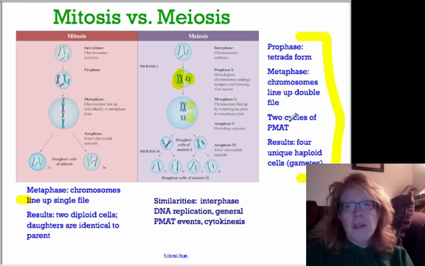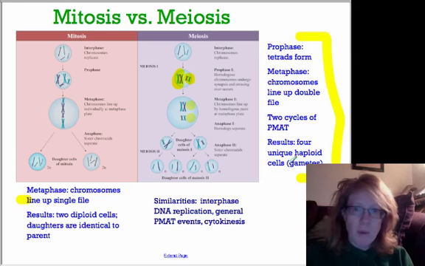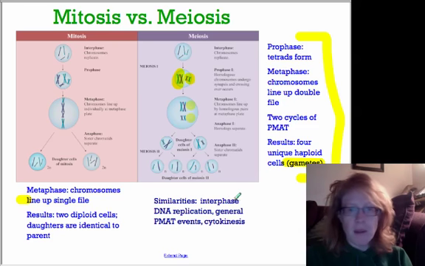After we're done, you get 2 cycles of PMAT. Here's the end of the first cycle. Here's the end of the second cycle. And the results here are a bit different. We get 4 cells, not 2. Each one of those cells is unique, not identical. And those cells are haploid, not diploid. We would call these cells gametes. Each one of these could develop into an egg or develop into a sperm.